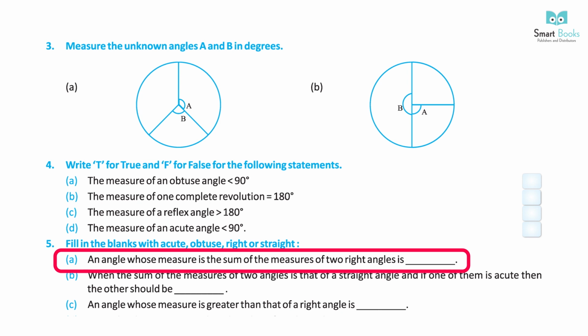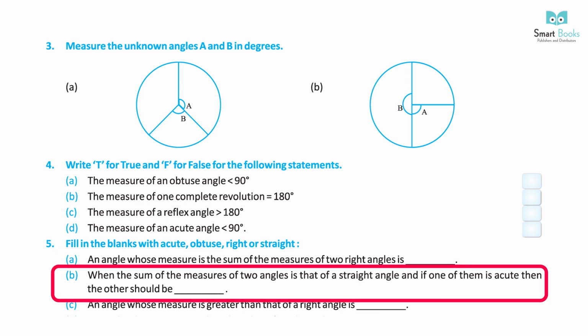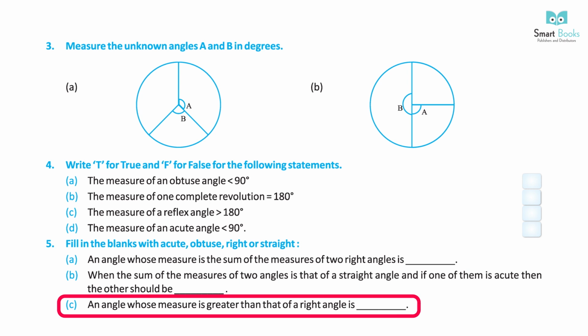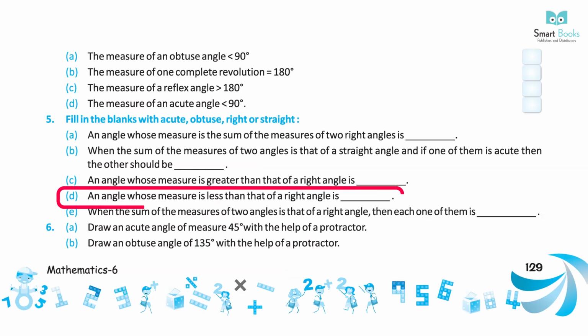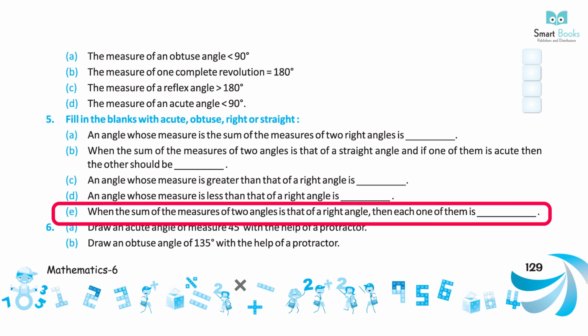Question 5. Fill in the blanks with acute, obtuse, right or straight. A. An angle whose measure is the sum of the measures of 2 right angles is dash. Solution. Straight. B. When the sum of the measures of 2 angles is that of a straight angle and one of them is acute, then the other should be dash. Solution. Obtuse. C. An angle whose measure is greater than that of a right angle is dash. Solution. Obtuse. D. An angle whose measure is less than that of a right angle is dash. Solution. Acute. E. When the sum of the measures of 2 angles is that of a right angle, then each one of them is dash. Solution. Acute.